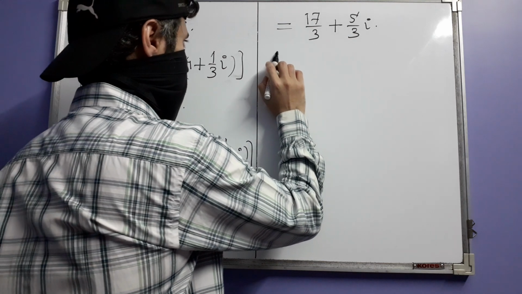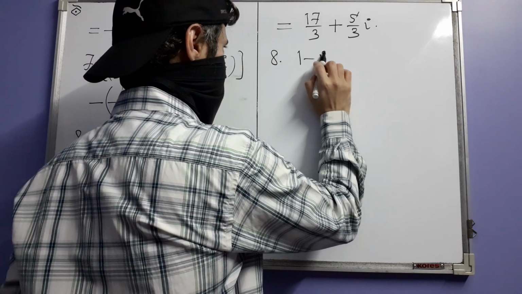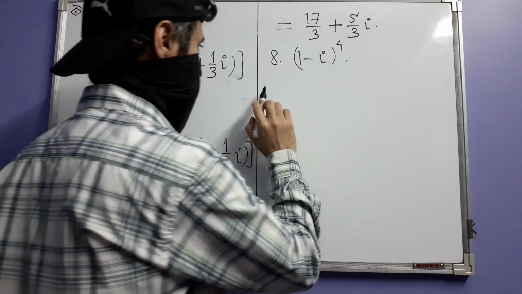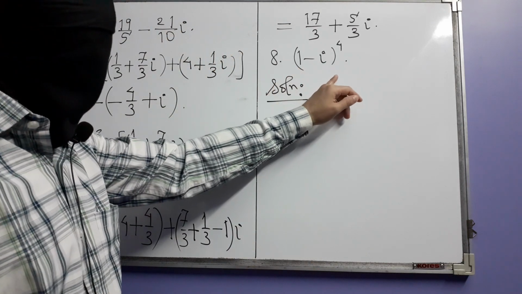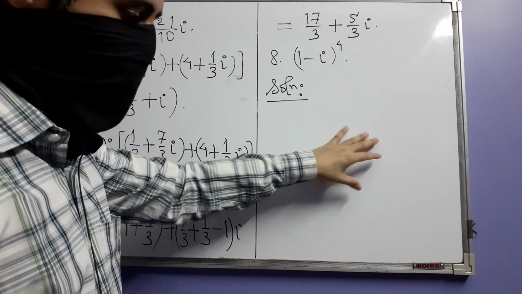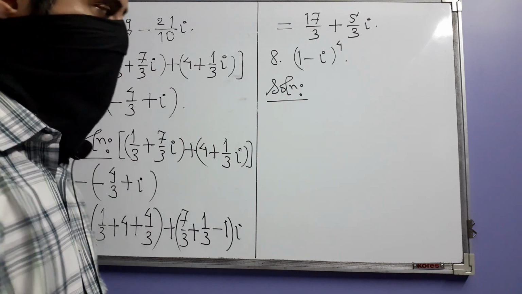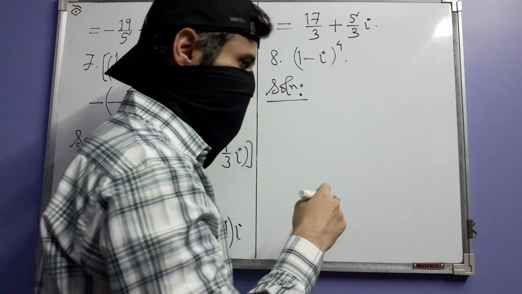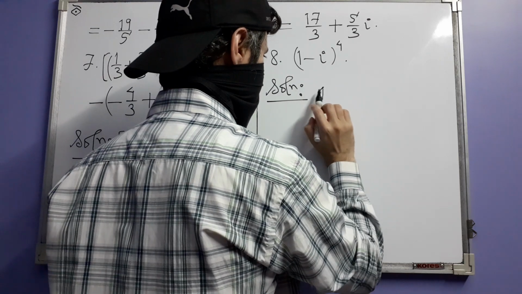Next, 8. Okay, so this one is interesting. The fourth power of 1 minus i. If you want, you can use the binomial theorem, but I cannot tell you about that right now because we haven't really seen that yet. So let's expand this the usual way. I mean, first do a square and then square of that. Actually, that way it's easier. You will see why.